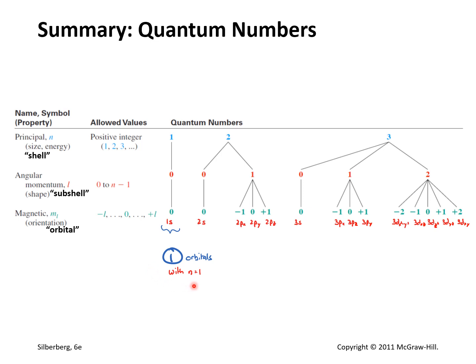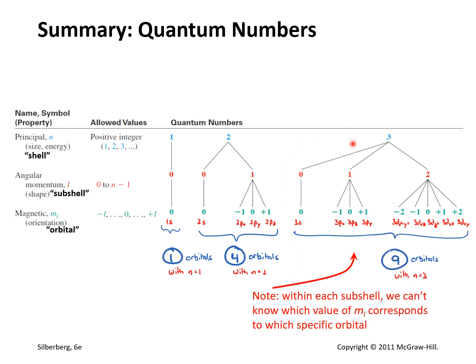So you can see that for the case where n equals 1, there's only one orbital that can have the value of n equals 1, and this is the 1s atomic orbital. However, when n equals 2, then we can have 2s and 2p atomic orbitals, giving us 4 possible atomic orbitals for n equals 2. Finally, for the case when n equals 3, then we can have 3s, 3p, and 3d atomic orbitals, giving us 9 atomic orbitals for the case where n equals 3.